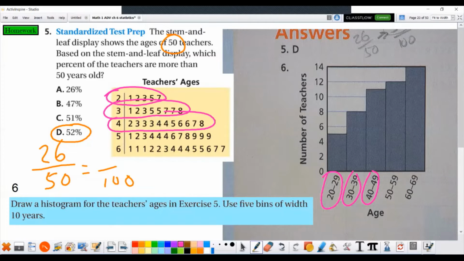When I looked at the 20s, I saw there were 1, 2, 3, 4, 5 numbers, so we put a bar up to 5. When I did the 30s, there were 1, 2, 3, 4, 5, 6, 7, 8 people, so I did the number 8, and so on for each one. You can see most of the teachers are pretty old. Next page.